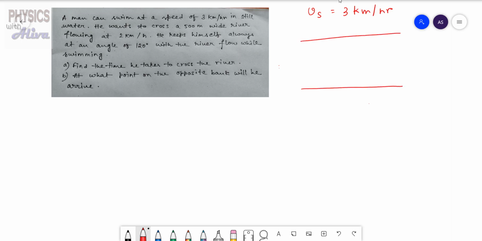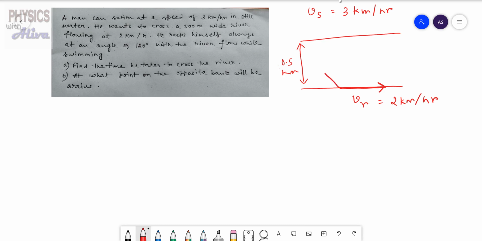Suppose this is the river and this is the width of the river. 500 meter means 0.5 kilometer. Flowing at 2 kilometer per hour. The velocity of the river is 2 kilometer per hour. Suppose the river is flowing in this direction with 2 kilometer per hour. He keeps himself always at an angle 120 degree with the river flow while swimming. So the man is swimming keeping 120 degree with the river.